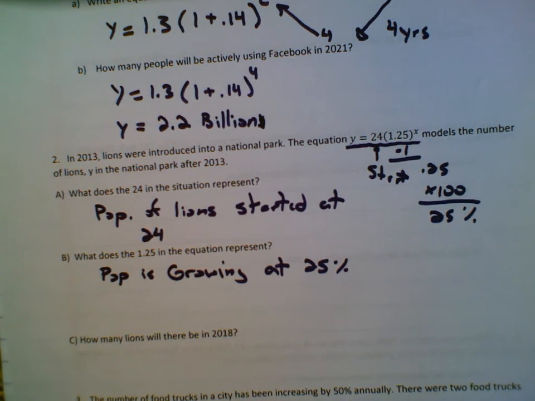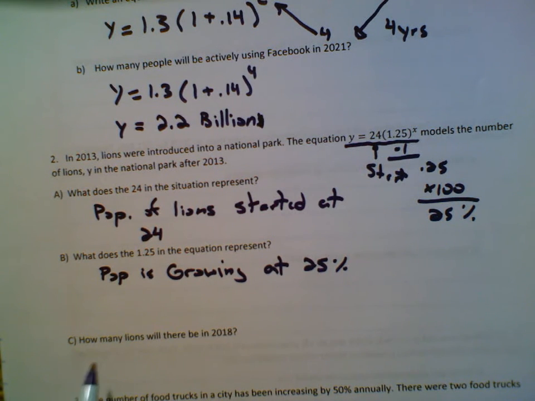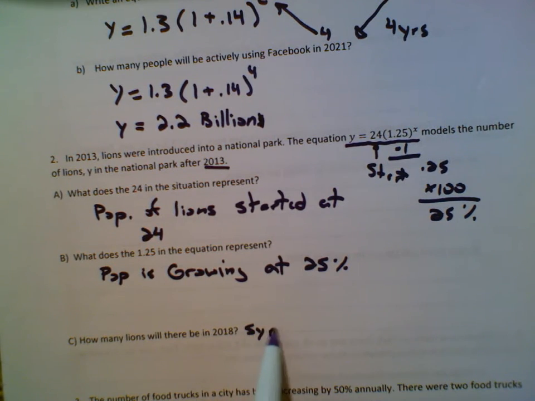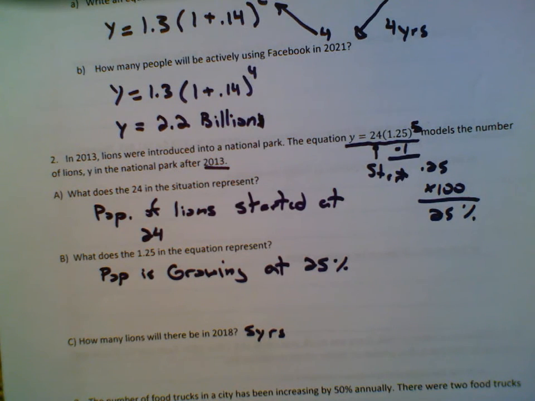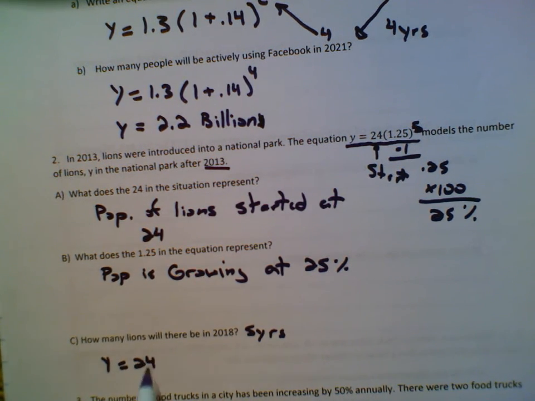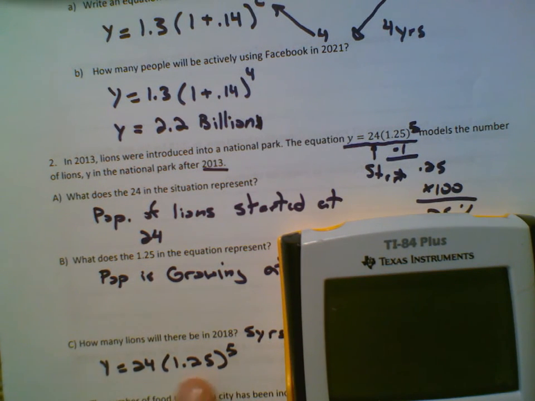Part C then says, how many lions will there be in 2018? To answer the question of how many lions will there be in 2018, we look to see that our model started in 2013, so we know 5 years have gone by. So we just need to simply plug in a 5 for the x value in our model. So we would get y equals 24 times 1.25, and we're raising that to the fifth power. So on my calculator, I can type this in. I'm going to type 24 times 1.25 raised to the fifth power, and I get 73 lions.